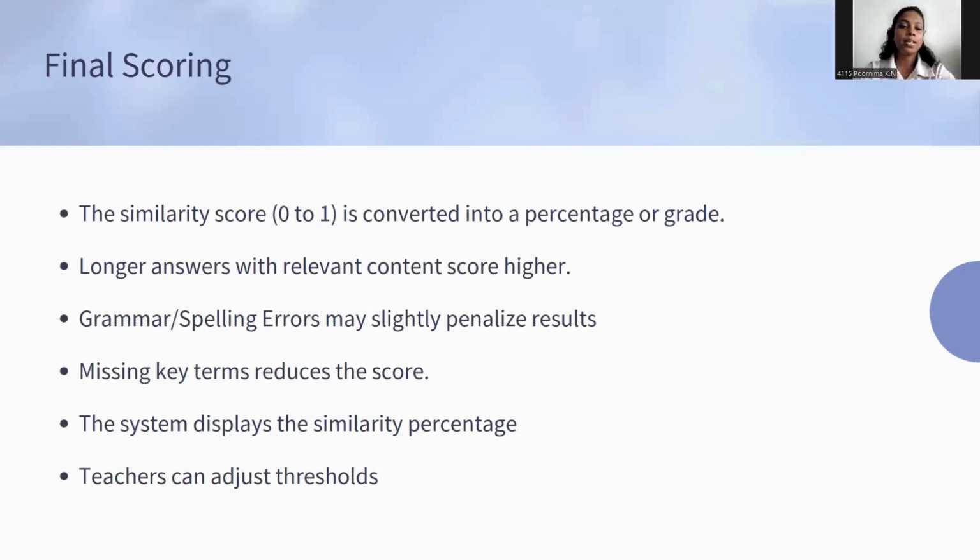However, these answers are scored a value between 0 and 1. Finally, these values are converted into a percentage. However, these marks can differ: longer answers with relevant content score higher, grammatical and spelling errors may slightly penalize results, and missing key terms reduces the score. The system displays the similarity percentage, and teachers can also adjust these thresholds. Let's move into the next slide.